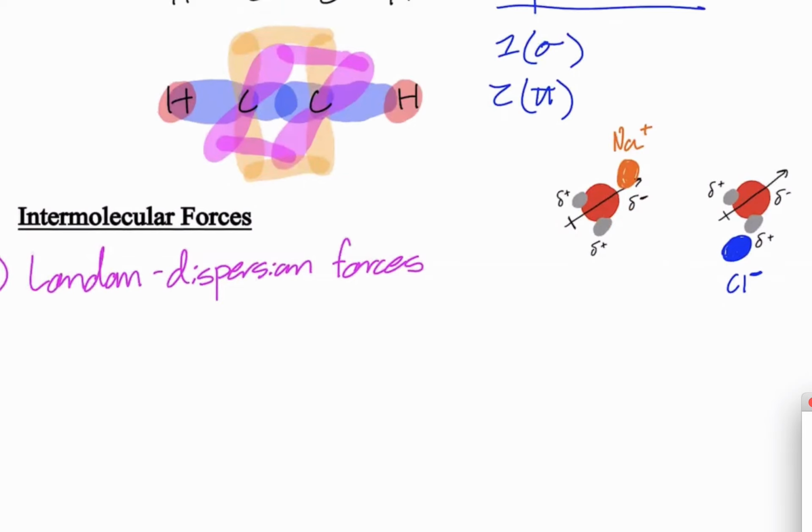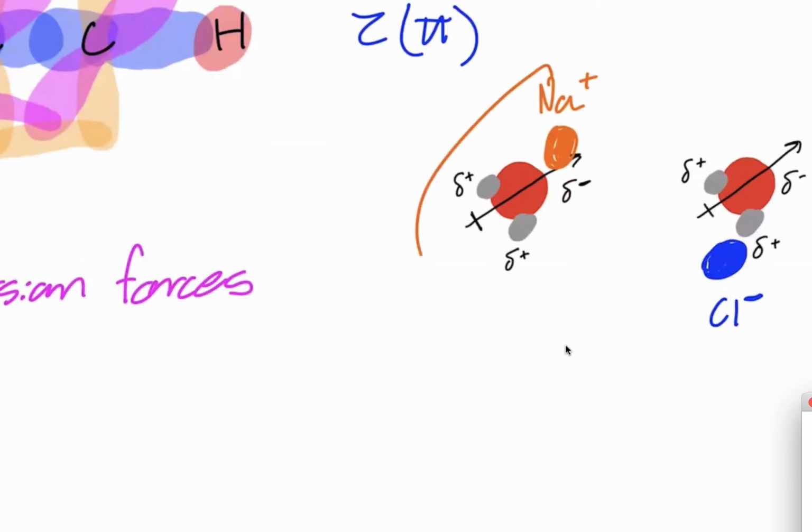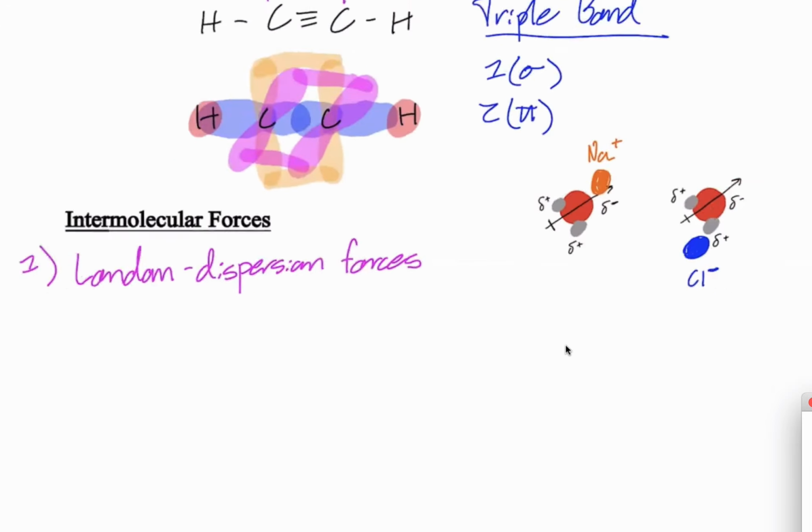So now, what do London dispersion forces mean? We talked about how some molecules are going to be polar and some molecules are going to be nonpolar, okay? So generally speaking, nonpolar molecules are not going to experience these types of attractions, right? Because there's no region of partial negative or partial positive, right?